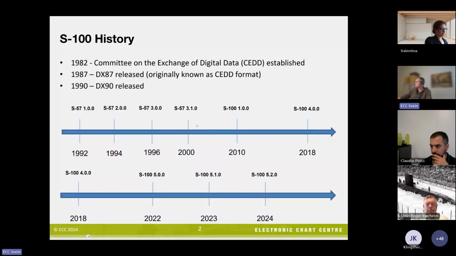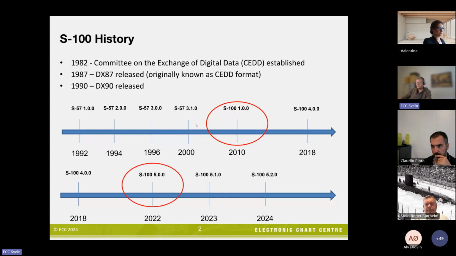And then after the year 2000, when the development of S57 moved further on towards an edition 4 of S57, S100 was eventually born as a result of that development. S100 has been developed now for 14 years, since 2010. It's been released in several versions.